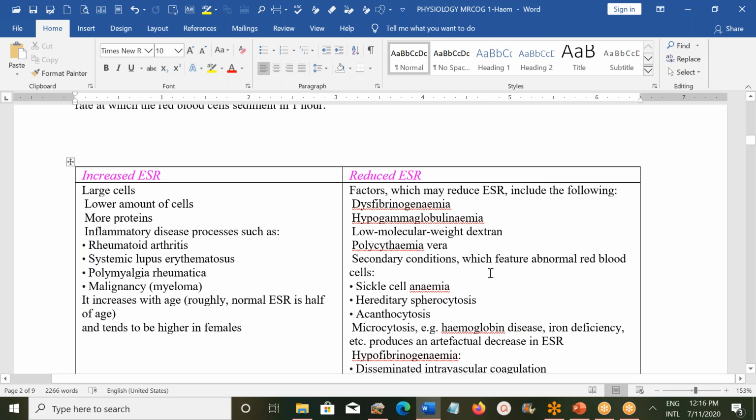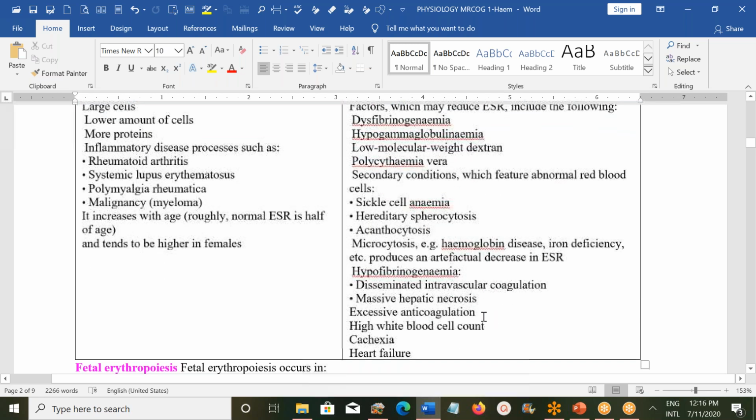In secondary conditions, like those which have abnormal RBCs, like in cases of sickle cell anemia, hereditary spherocytosis, acanthocytosis, like spicules on the surface of the RBCs, then in microcytosis. Like there is hemoglobin disease, there is iron deficiency, then they will produce an artifactual decrease in the ESR. It will not reflect the actual picture, but apparently it will look good.